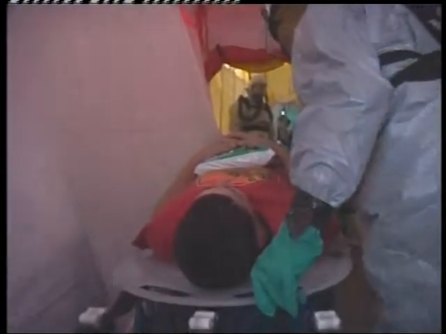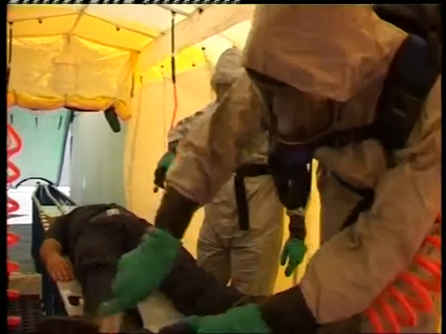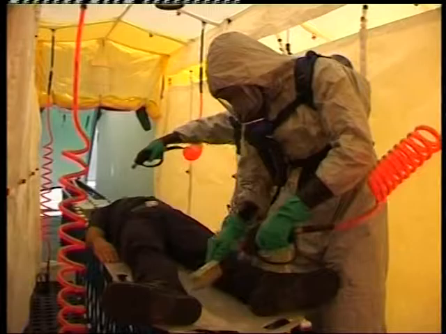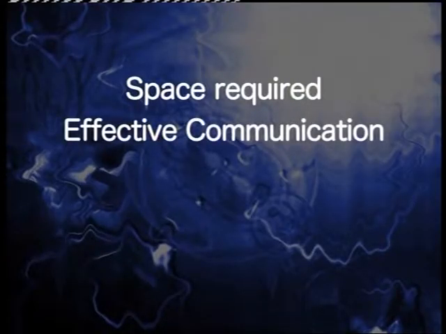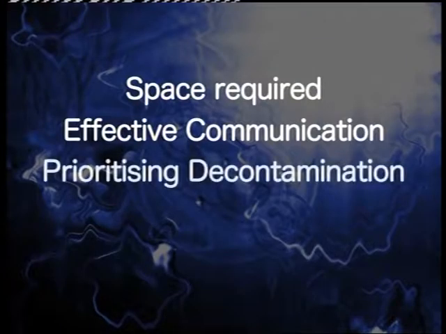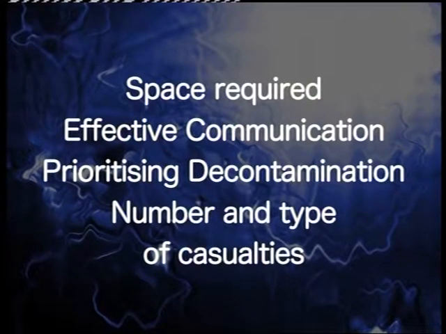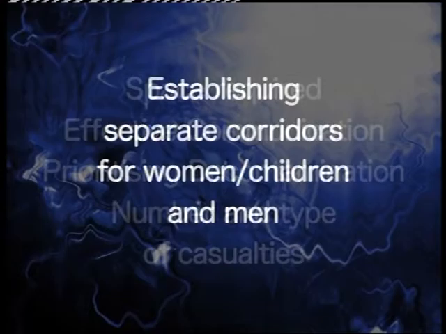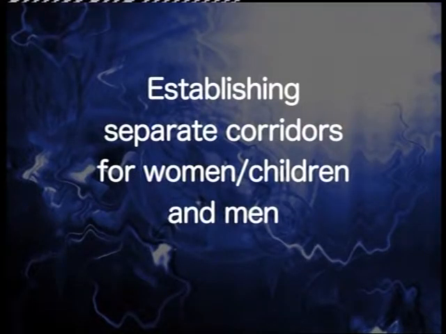In addition to the factors previously considered, when establishing a decontamination corridor, there are further issues specifically related to emergency mass decontamination. They include space required for the expected number of casualties, effective communication with the casualties, prioritising decontamination on the basis of medical symptoms exhibited, the number and type of casualties, establishing separate corridors for women, children and men.